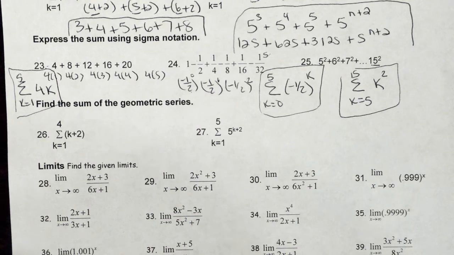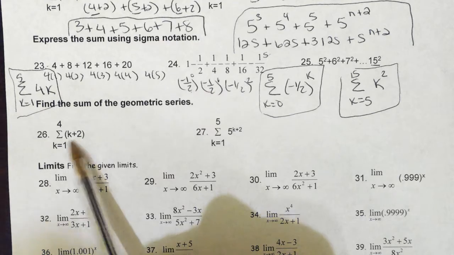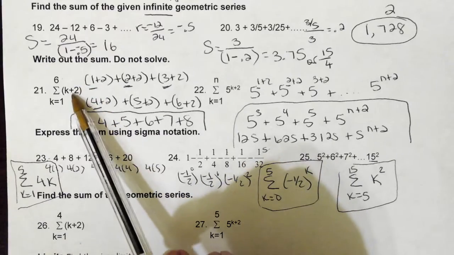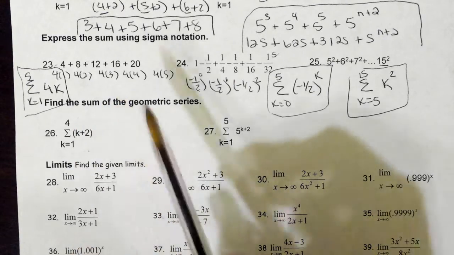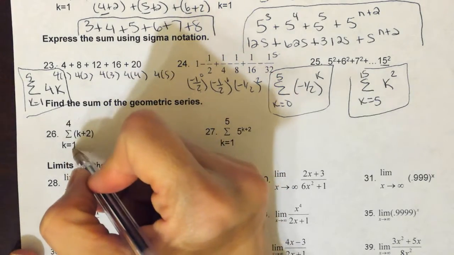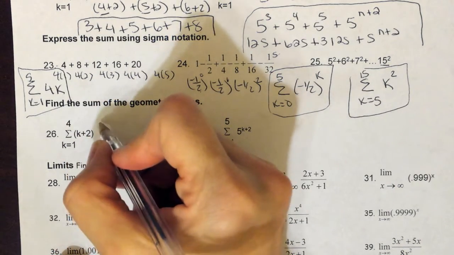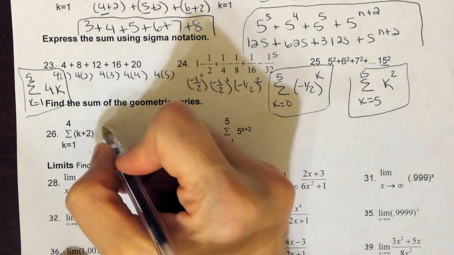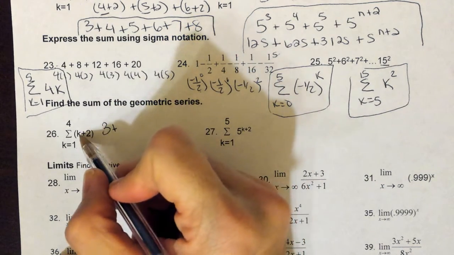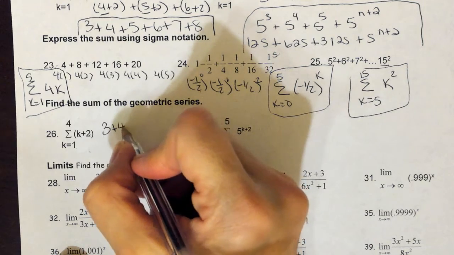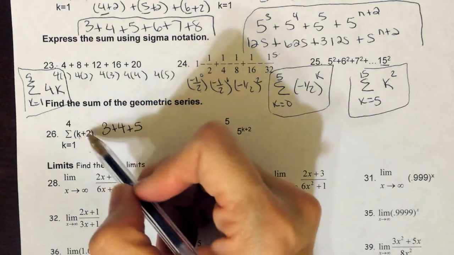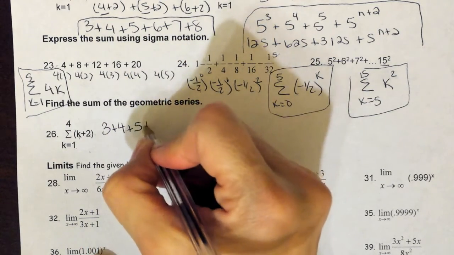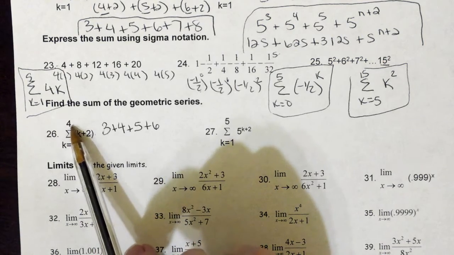Okay, on number 26, they actually want you to find the sum. If you'll notice, it's the exact same problem we had up here, but it stopped at 4. They want me to actually find the sum, so they want me to get my answers and then add them up. So first I'm going to plug in a 1. If I plug in a 1, I get 1 plus 2, which is 3. Now I'm going to plug in a 2. 2 plus 2 is 4. Now I'm going to plug in a 3. 3 plus 2 is 5. And now I'm going to plug in a 4. 4 plus 2 is 6. And I'm going to stop because I have to stop after I plug in a 4.